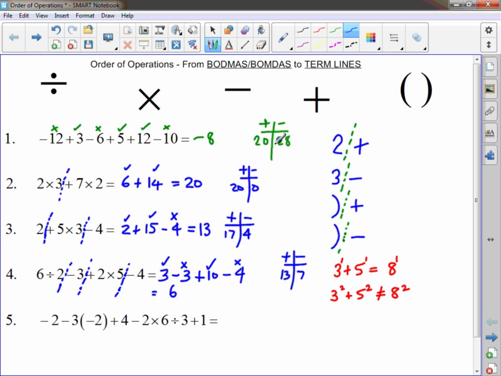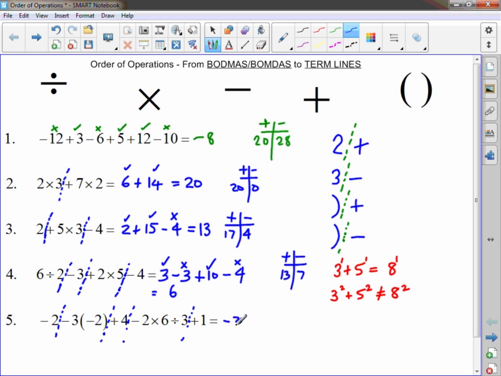Question 5. Our first term line will come after the negative 2. Next we see an open bracket, and we can just skip right to the closed bracket because that's just housing everything inside there. We've got a closed bracket followed by a positive sign, so that term is ended. A 4 followed by a minus sign, that term's ended. Now watch this one here. We've got a 2 followed by a times sign, followed by a 6, followed by a division sign, still not ended yet. Then a 3 followed by a plus sign, ended.